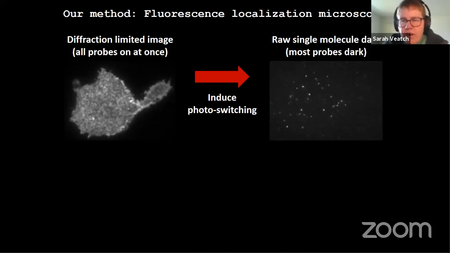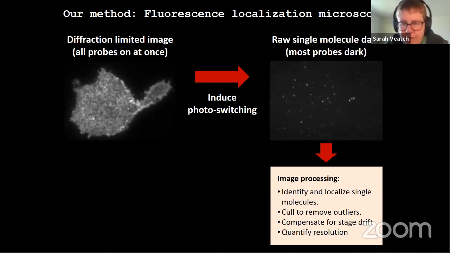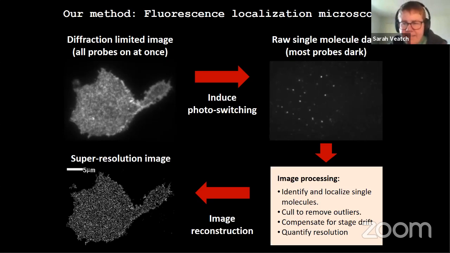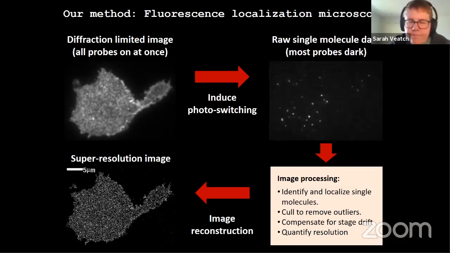Seeing a few spots isn't very helpful, but if there's a trick to cycle through and look at all of the spots, then you can spatially sample the whole cell. We do lots of image processing to sort all this out. But at the end of the day, you have a list of localized positions of all these molecules, and you can use that to reconstruct what's called a super resolved image. And so we get about an order of magnitude increase in lateral resolution with this trick.